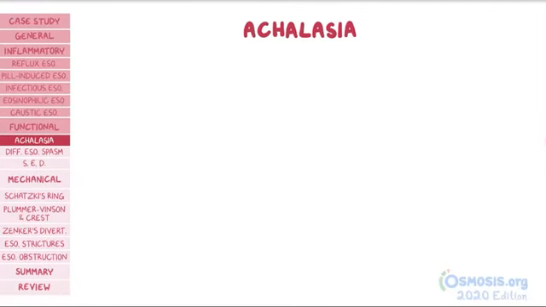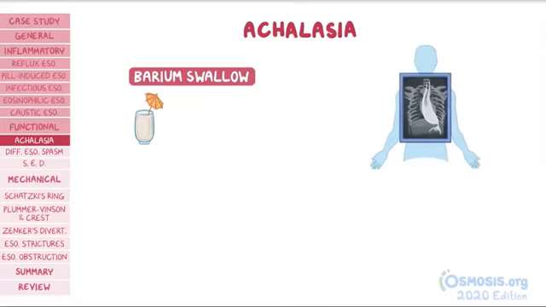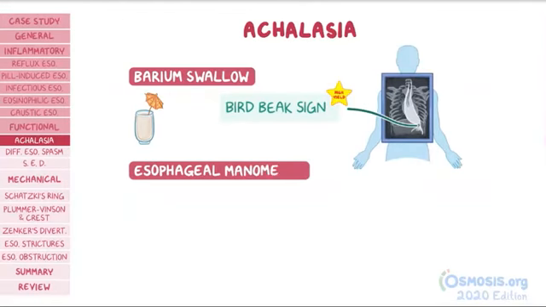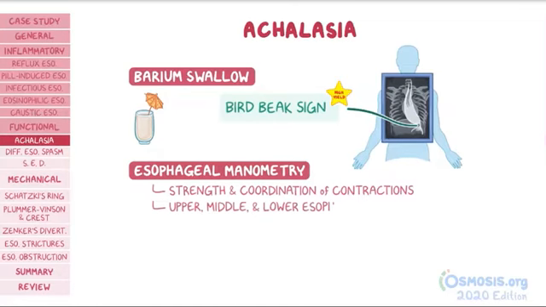For diagnosis, remember for your exams that barium swallow in achalasia reveals dilatation of the esophagus above the obstruction and tapering of the lower part of the esophagus near the lower esophageal sphincter. This is also known as the bird's beak sign. The gold standard for diagnosis is esophageal manometry, which measures the strength and coordination of the esophageal contractions when a person swallows. This measurement is done at multiple levels, including the upper, middle, and lower esophagus, as well as the lower esophageal sphincter.